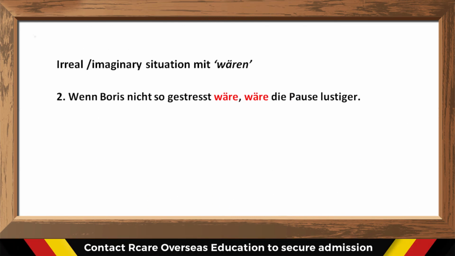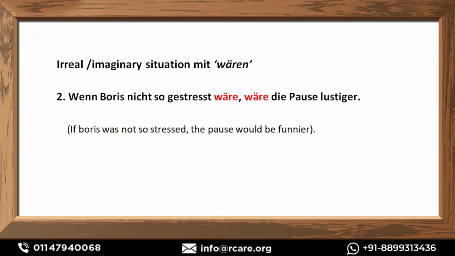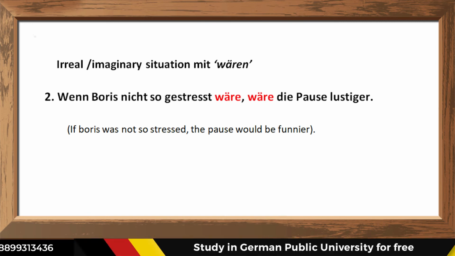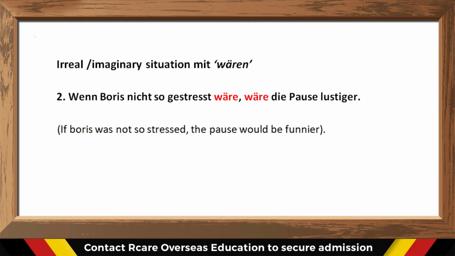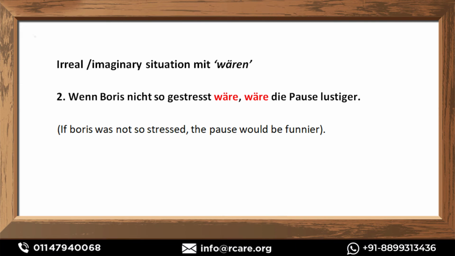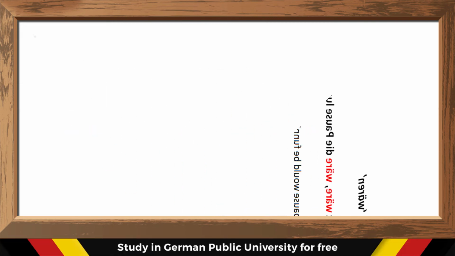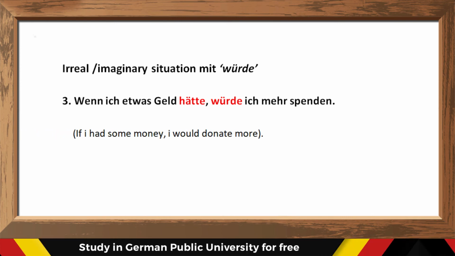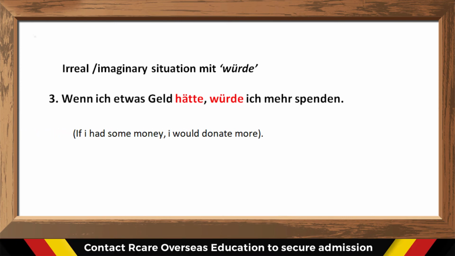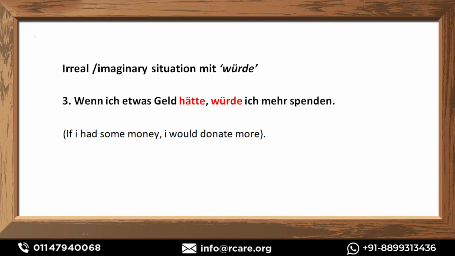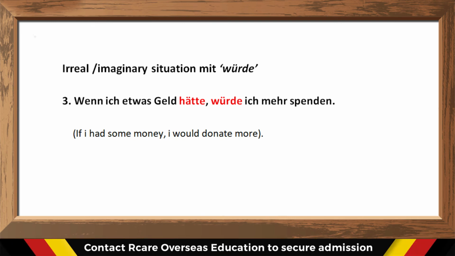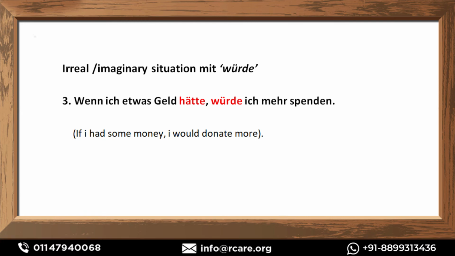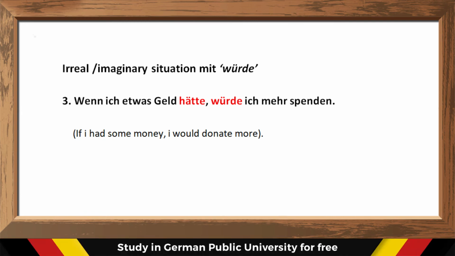Next example is with the verb wären. Wenn Boris nicht so gestresst wäre, wäre die Pause lustiger. If Boris was not so stressed, the break would be funnier. Next example is with the verb würden. Wenn ich etwas Geld hätte, würde ich mehr spenden. If I had some money, I would donate more. Again, an irreal situation: I don't have much money, but if I had, I would donate more. So würden is used here as a helping verb and hätten as a main verb.